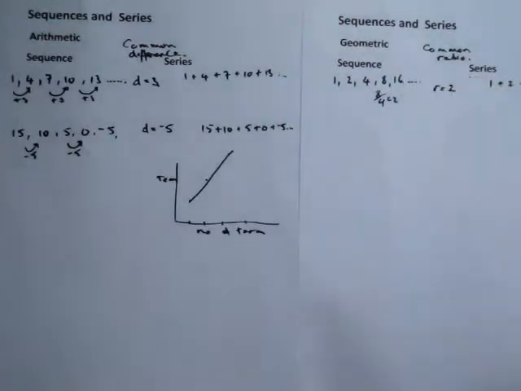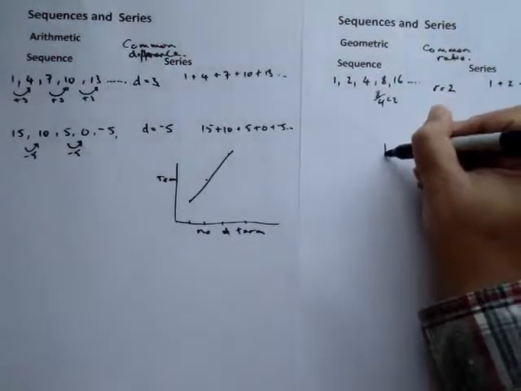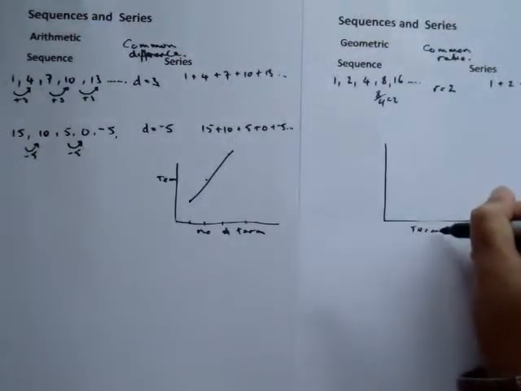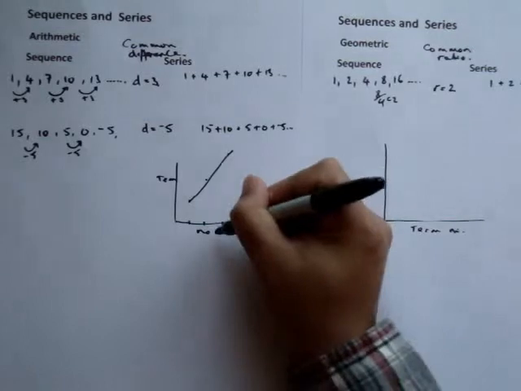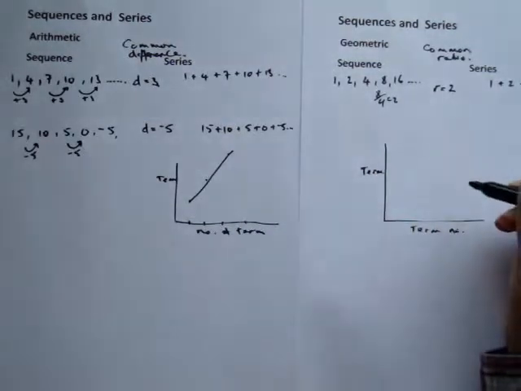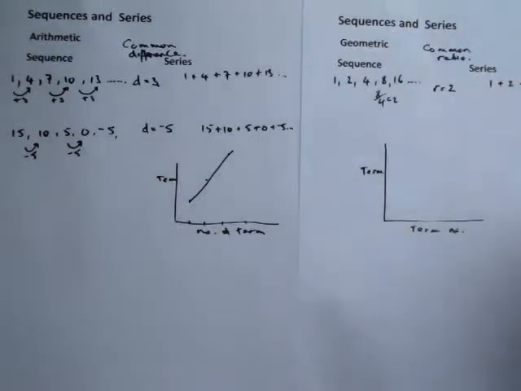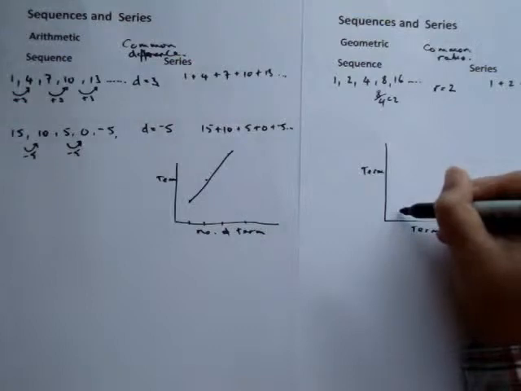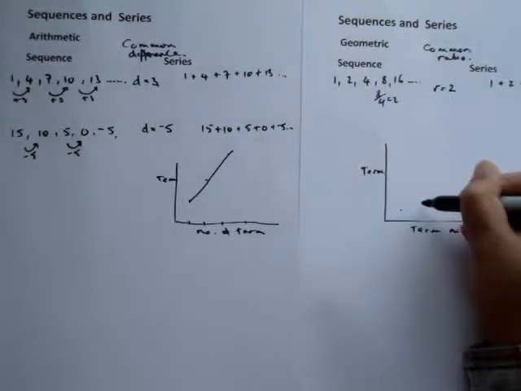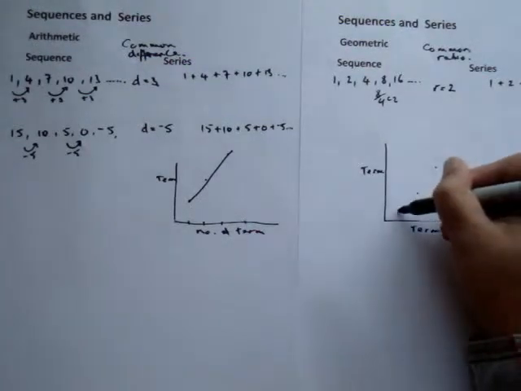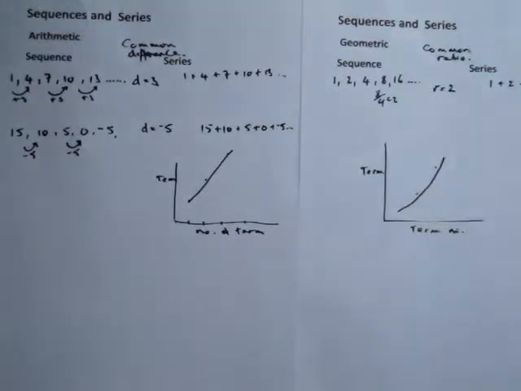In the geometric sequence, if we plot the term number against the term, we wouldn't get a straight line. The first one would be 1, the second one would be 2, the third one would be 4, so we get a curve.